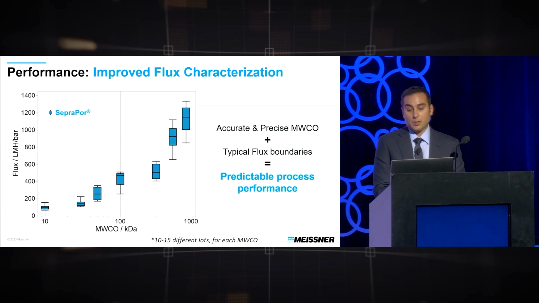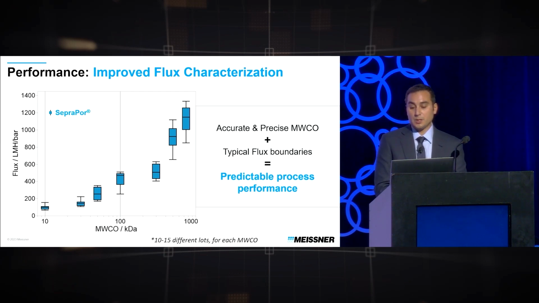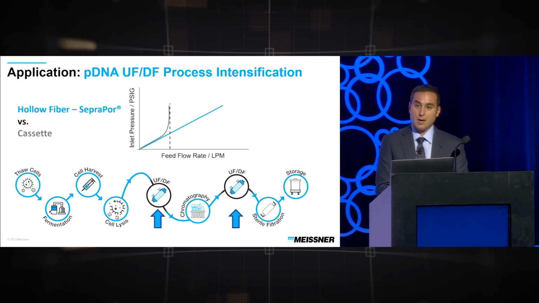So finally, I also want to touch base on the flux. So this slide here highlights the flux of SepRapport membranes, which we believe have high flux values in comparison to other industry available products. Water permeability is shown for various molecular weight cutoffs that are offered. What I really want to highlight is we strive to offer boundary conditions, and together with an accurate and precise molecular weight cutoff, having available typical flux boundaries means that you'll have a more predictable process performance.